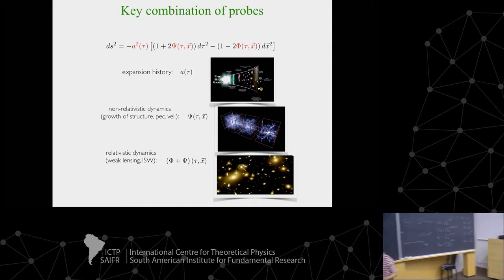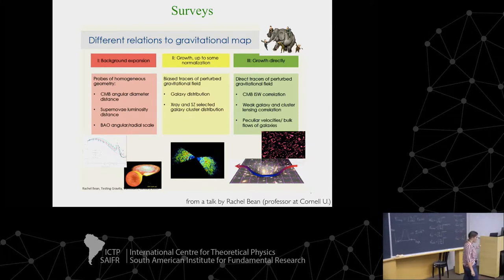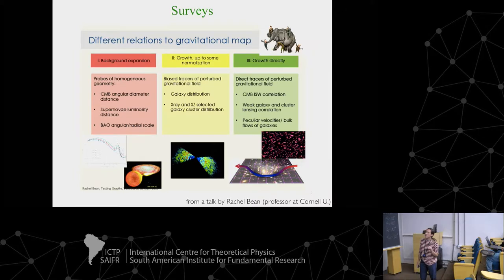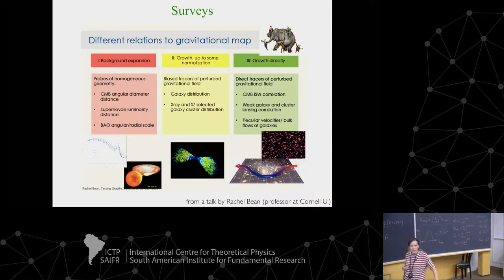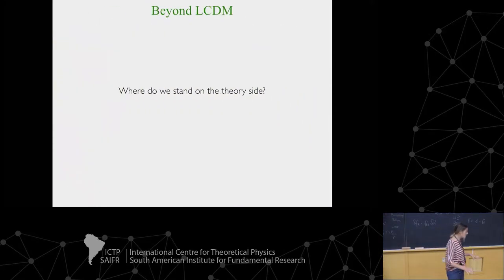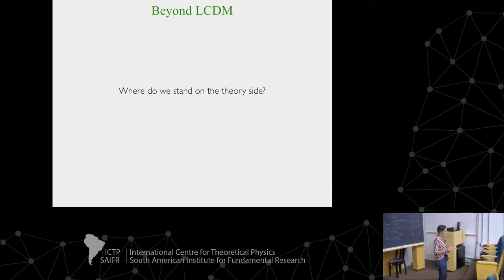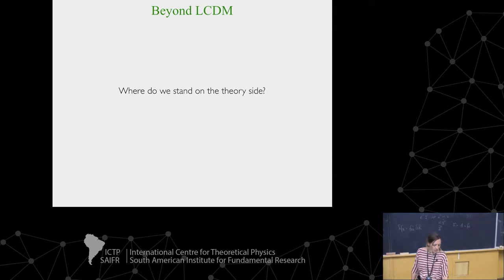This, I think I had it already, this slide, so it's just a recap. And this is a nice slide from Rachel Bean, where she gives an overview of different ways of probing background, the growth up to some normalization, or the growth more directly, sort of avoiding bias. And there's a very nice array of surveys that are out there already taking data or will be launched in the next years, taking all these different types of data and providing us with an unprecedented array of highly accurate large-scale structure data, background data, etc., with which, in principle, we can test besides lambda CDM and keep fitting its parameters. We can also try to explore alternatives around it and either convince ourselves that it has to be lambda CDM or understand what else it could be.